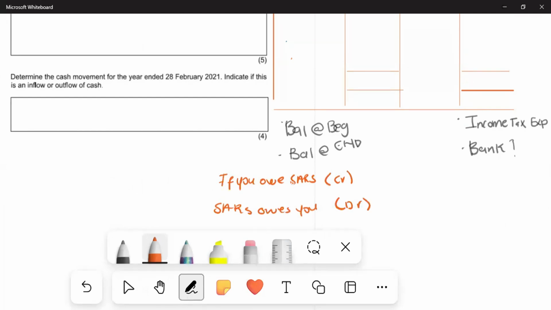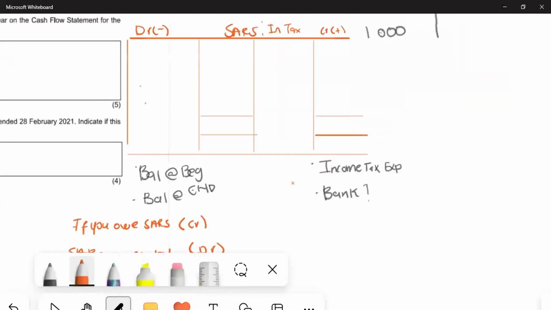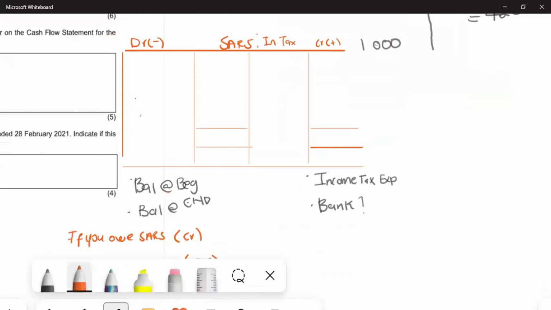Now, with regards to your income tax expense, this increases the amount you owe to SARS, so it would always be on the credit side. And your bank, the amount that you paid over to SARS, reduces your payable. As a result, this would always be on the debit side. So let me write these two, which are always: your income tax expense, as I've mentioned, is always on the credit side, and the amount that I paid to SARS as well.